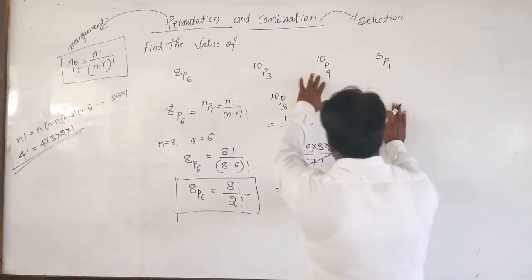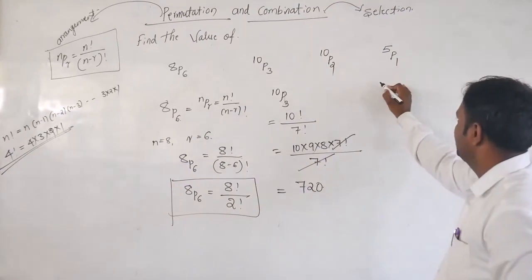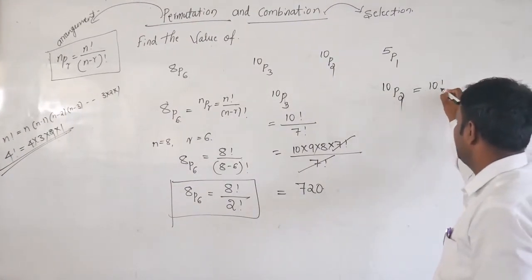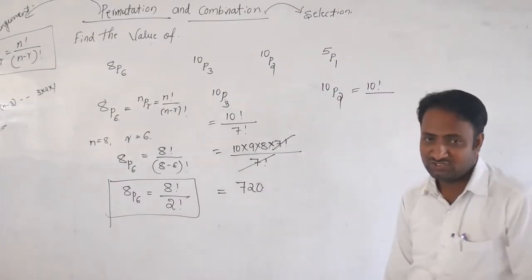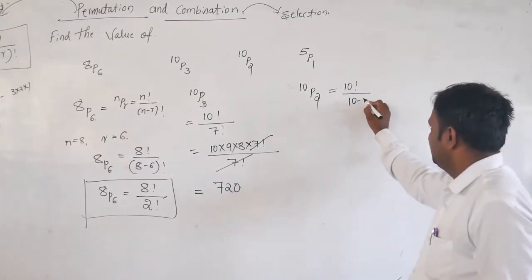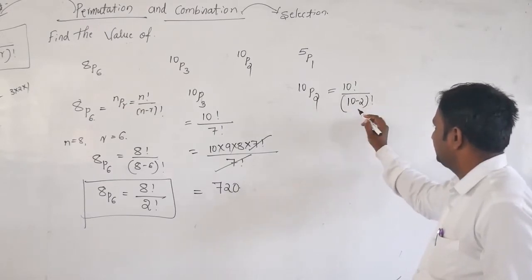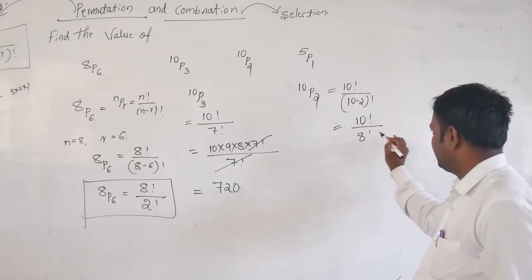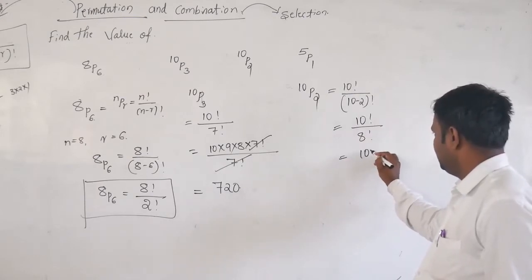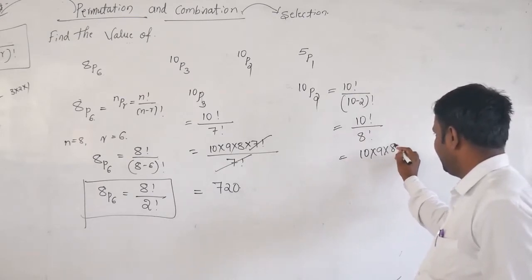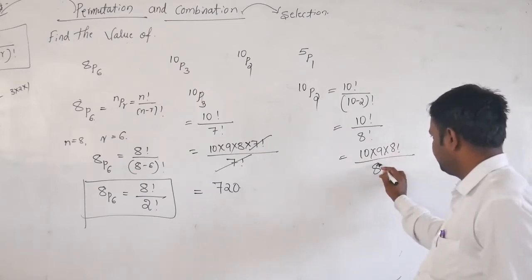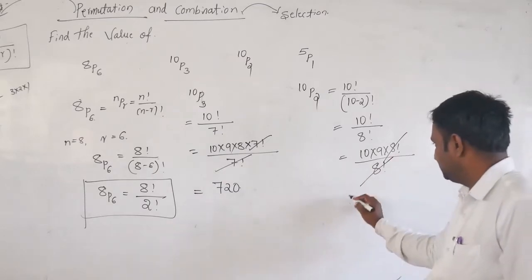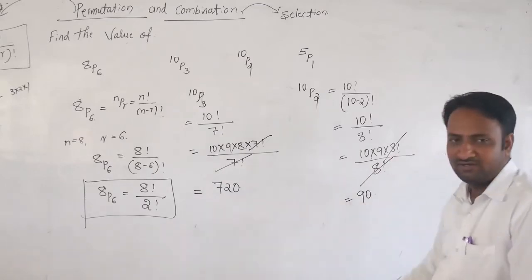Regarding 10P2, it is 10 factorial divided by (10 minus 2) factorial, that is 10 factorial divided by 8 factorial. Here, 10 into 9 into 8 factorial divided by 8 factorial. The 8 factorial gets cancelled, and 90 is our answer.